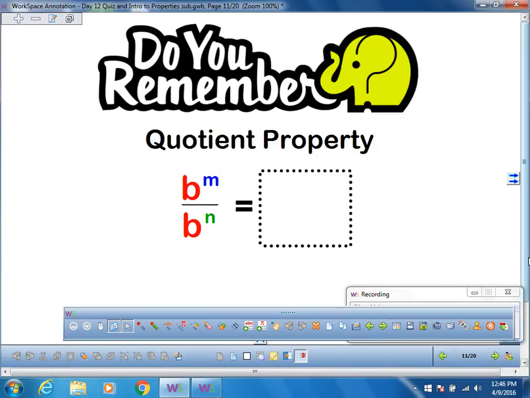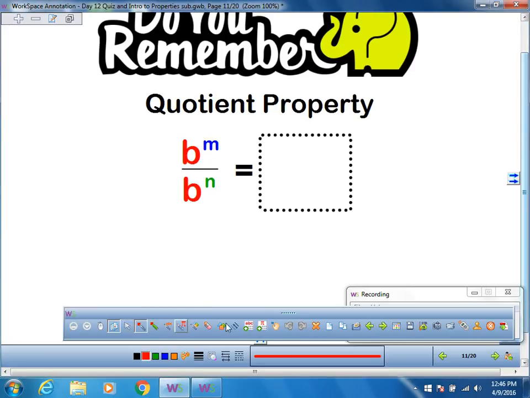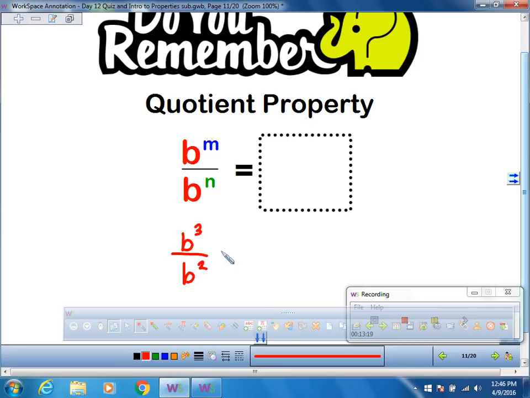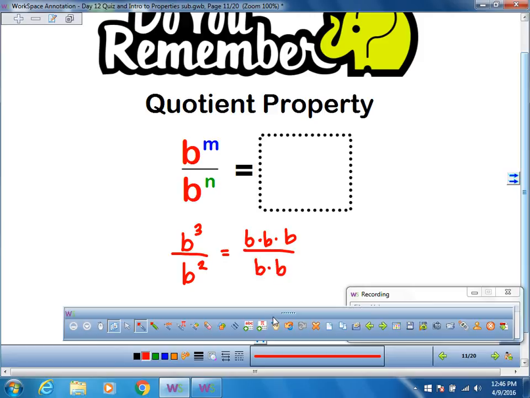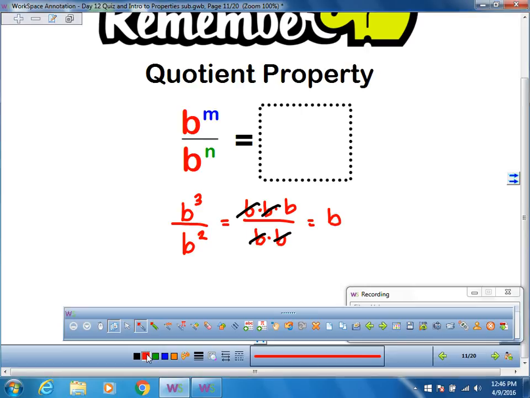Quotient property. Okay, so with the quotient property, let's use something like, how about b cubed over b squared. We'll keep it simple. Well, b cubed over b squared is just like writing b times b times b over b times b. Well, b divided by b is just 1, and b divided by b is just 1, and I'm left with just 1b. Well, there's kind of a shortcut to this.